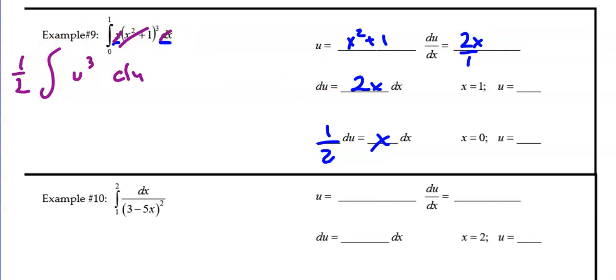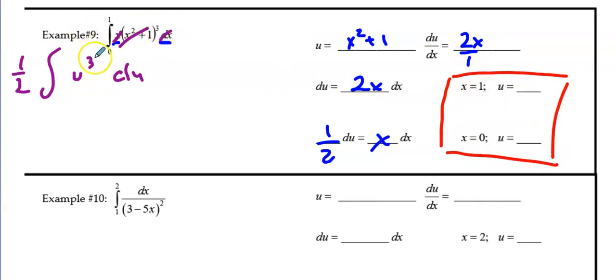The only additional step that we have here is our limits of integration. We want to change our interval from 0 to 1, because remember, these are x values. So this is x equals 0, this is x equals 1, and we want to find out what they would be for u. Just like in the previous video, I talked about my bridge step, the connection between u and x. When x is equal to 0, I can do 0 squared plus 1, so u is going to be 1. When I plug 1 into my function, 1 squared is 1, 1 plus 1 is 2, so u is 2.